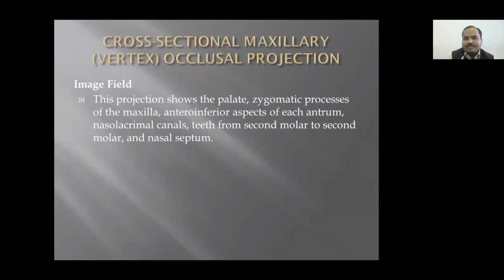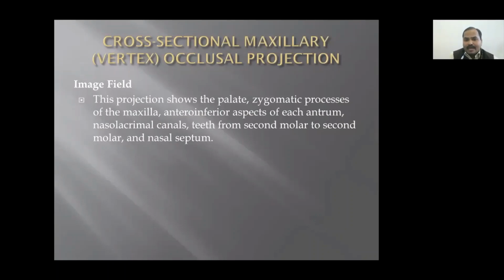Then coming to the cross-sectional maxillary occlusal projection, or the vertex projection, or the true occlusal projection. Actually, this is not done nowadays because of certain radiation hazards to the adjacent areas of the maxilla, and also the superimposition of structures which come in between the area of interest and the collimator or the central X-ray beam from where it has to be projected, because this will need a 90-degree angulation.